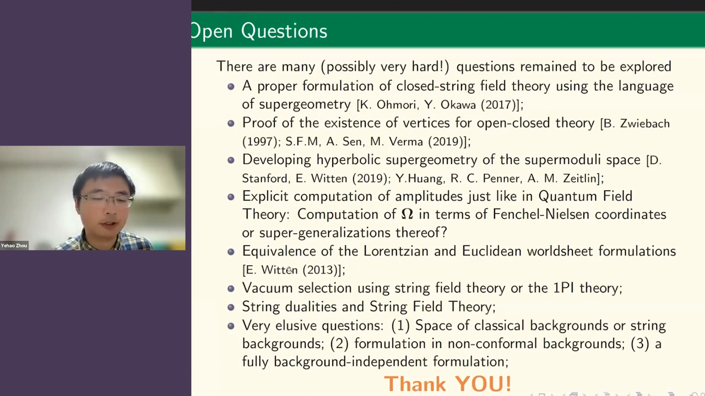And also the vacuum selection problem using string field theory or the 1PI theory, and the field theory to study the string dualities. And also the next question is the space of classical backgrounds, or the string backgrounds, and the formulation in non-conformal backgrounds. And the last one is a fully background independent formulation. This is the end of the talk. Thank you very much for the invitation.